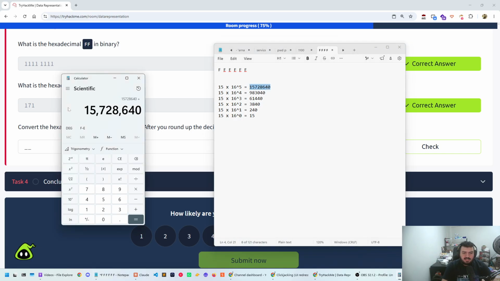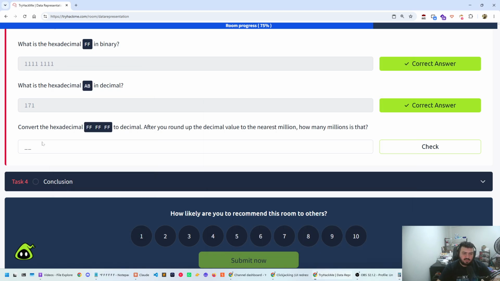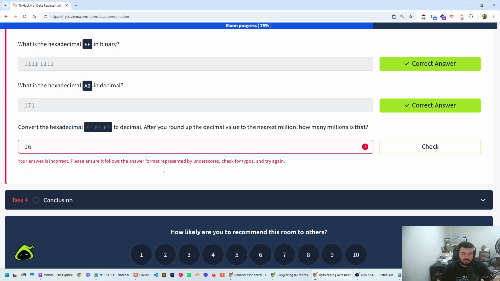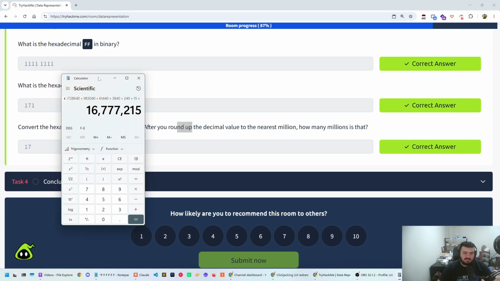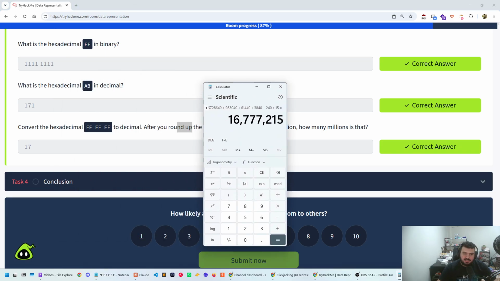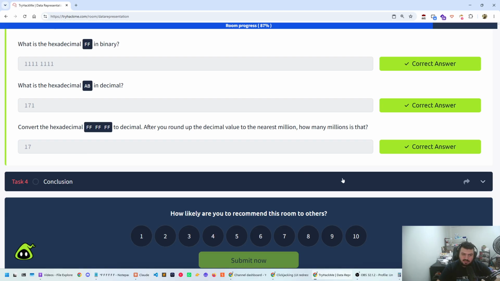So let's add these plus this plus this plus this plus this plus this equals, and there we go. This is the full number. Now, how many millions? It's 16 millions. Okay, let's round up. I think they said after you round up the decimal, so that will be 17 million. Because when you round up, you just increase 1 there. And we got it correct.